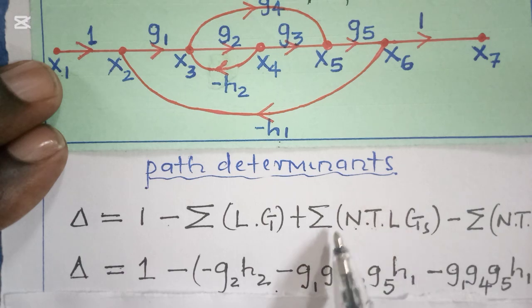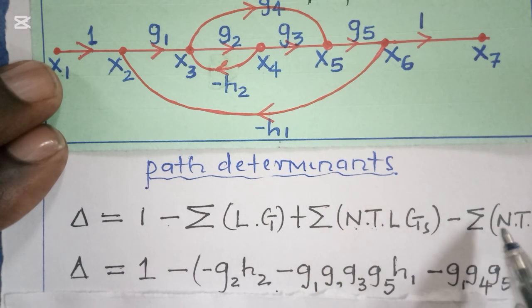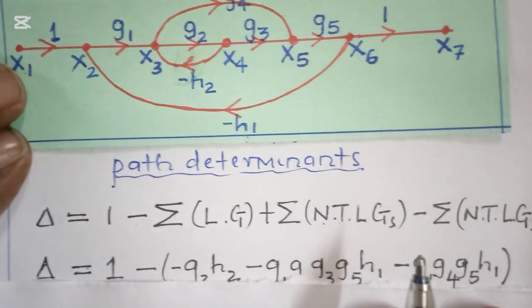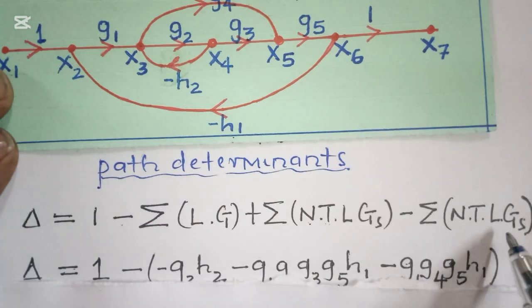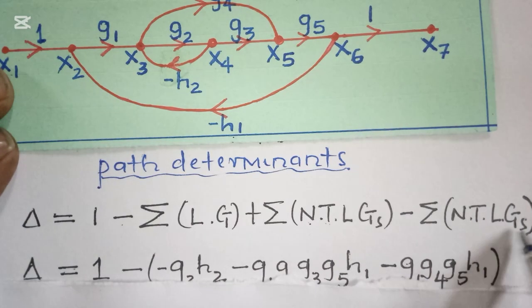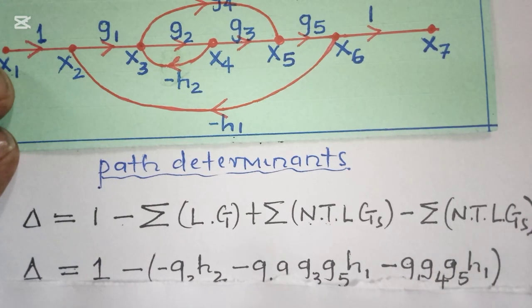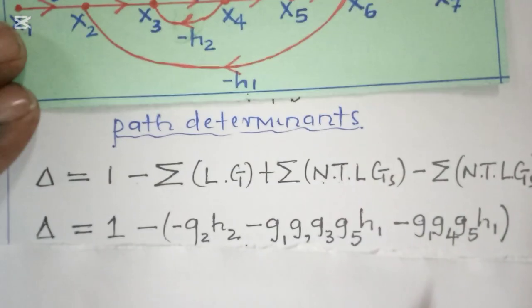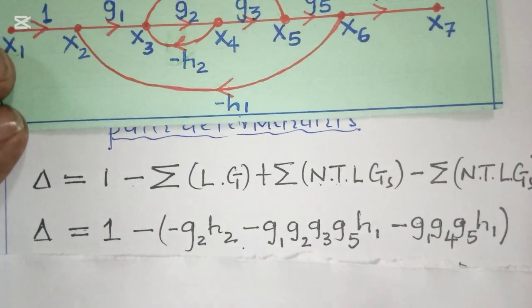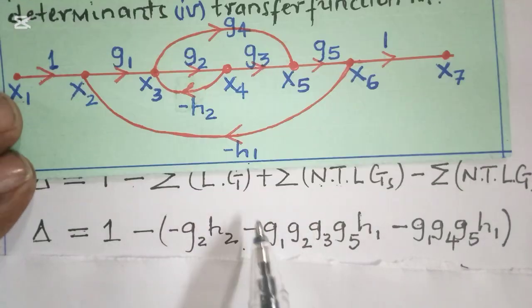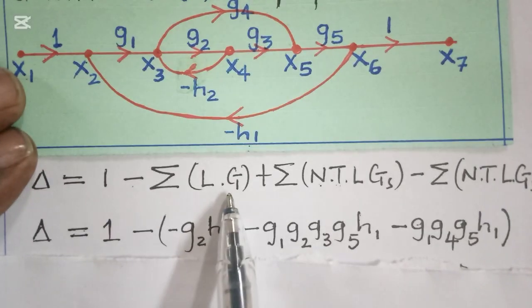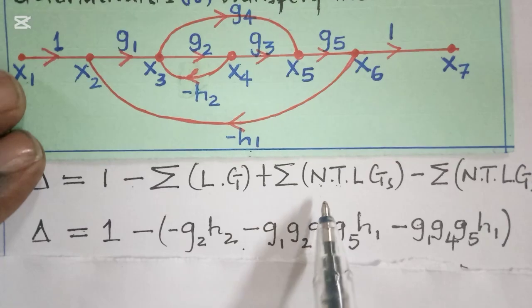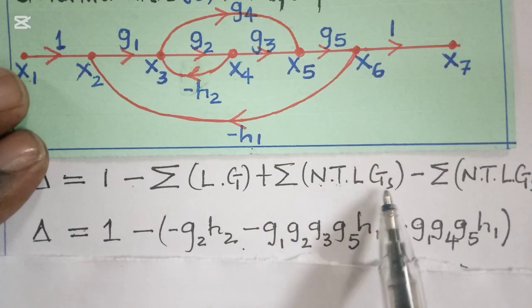All the loops we add together, minus the summation of non-touching loop gains taken three at a time. And we can continue taking four, five at a time like that. So for us, as you can see in this graph, we have the loop gains, as we have already said, and then we come to non-touching loop gains.